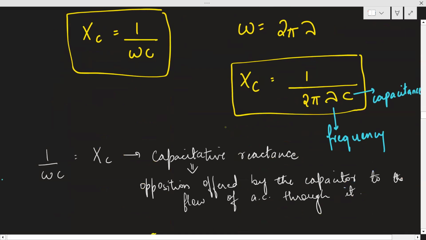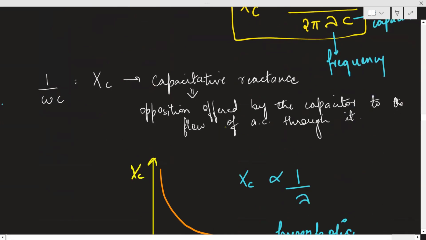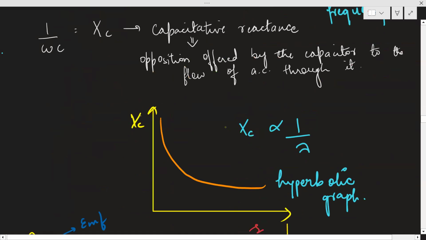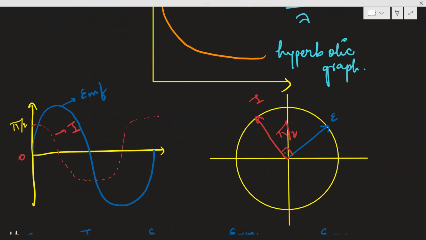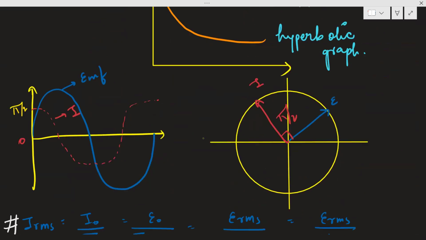Since the frequency is inversely proportional, the graph will be a hyperbolic graph. And if you plot the phasor diagram, even as EMF has started, current is already covering 90 degrees. So it is just the reverse of the inductor case, and current is leading by 90 degrees.